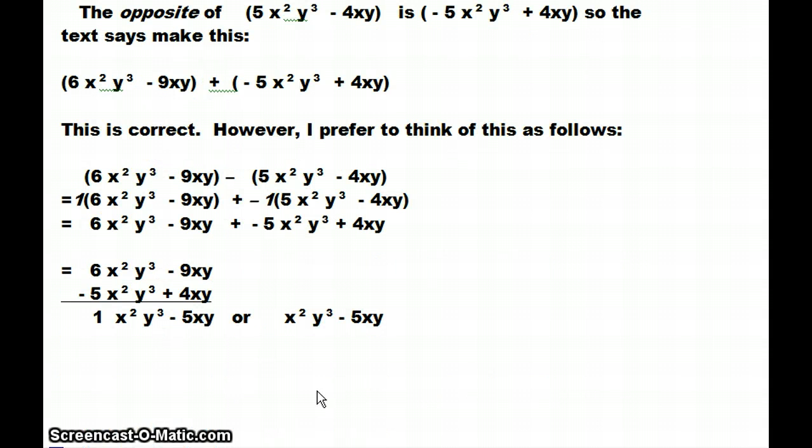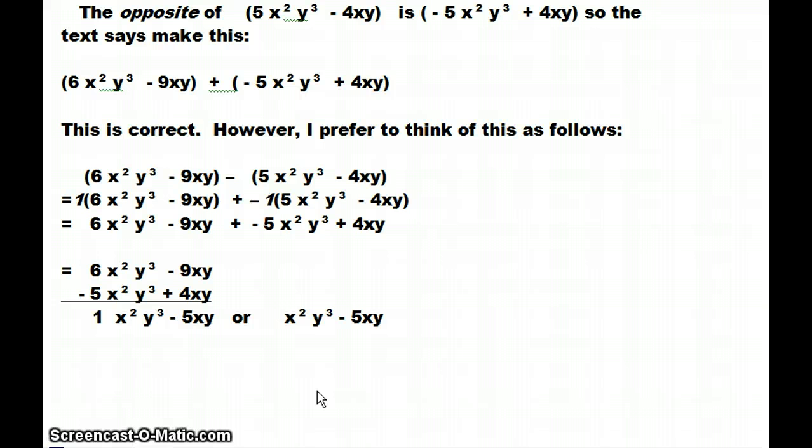The way that I prefer to think of it, however, is by putting a 1 in front of each one of those groupings. From the first night of class, remember the multiplicative identity element 1 says that 1 times anything just gives itself back. So on the first grouping, we can just drop the parentheses because it's a positive 1. On the second grouping, we take negative 1 times the 2 terms that are inside the parentheses, and we get negative 5x to the second, y to the third, and a positive 4xy.